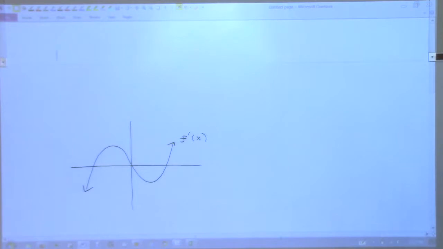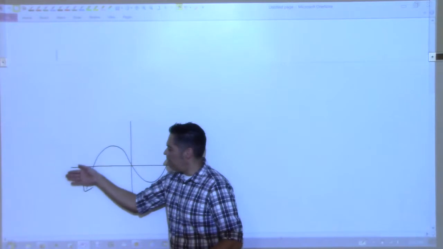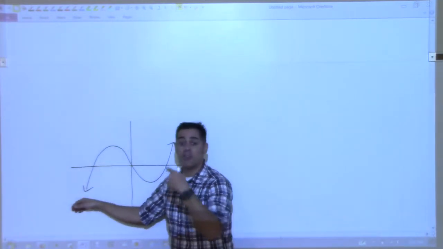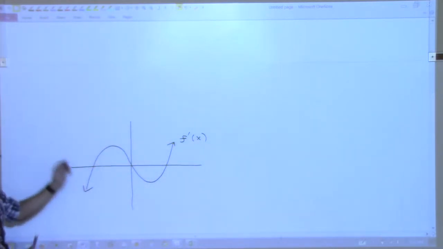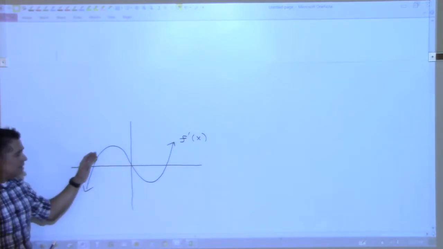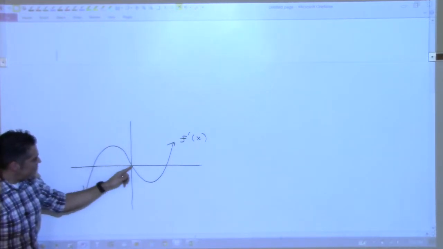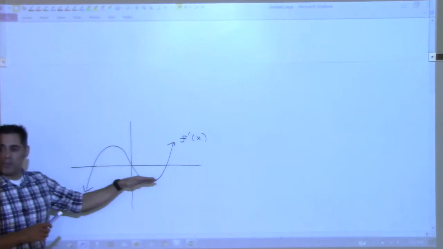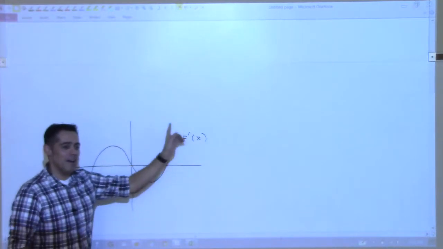So what are some important points on this derivative? Where it's above and below the x-axis, right? So like we know over here, the derivative is negative, which means my original function is going down, right? And then between here and here, my derivative is positive, which means my original function is going up. And then right here to here, my derivative is negative, which means my original function is going down. And then over here, my derivative is positive, which means my function is going up, right?